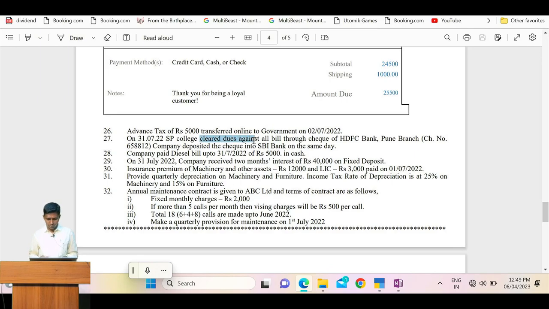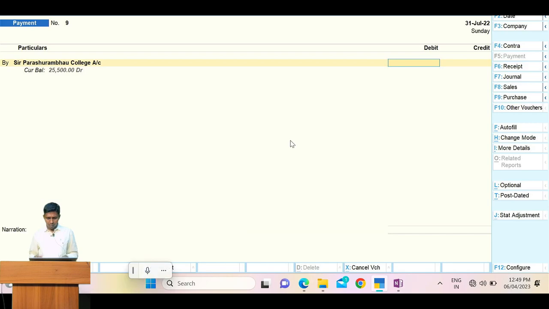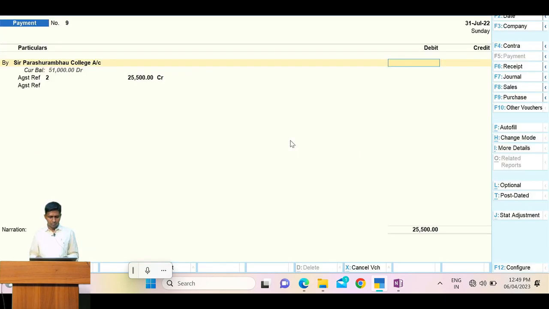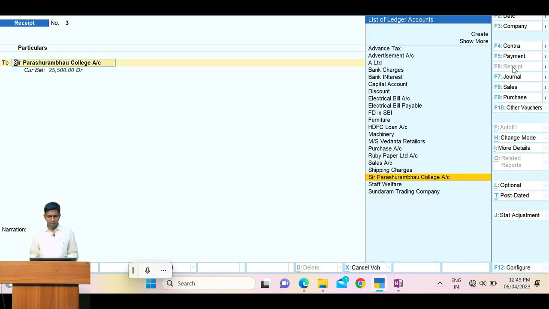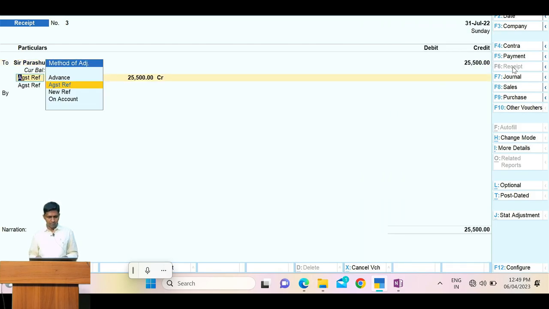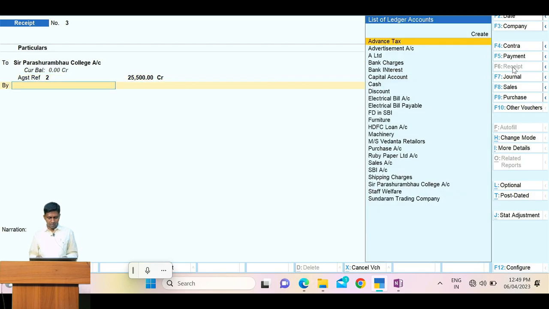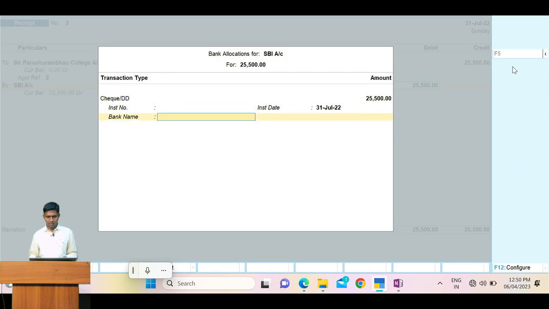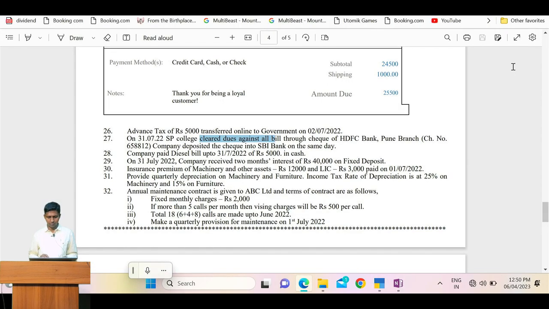Cleared dues, all bills, that means the full 25,500 against SP. We have received 25,500. First select the voucher type, then you will get 25,500 against this, correct. And then we are going to deposit in SBI, therefore here SBI, 31st. We don't know anything else, over.